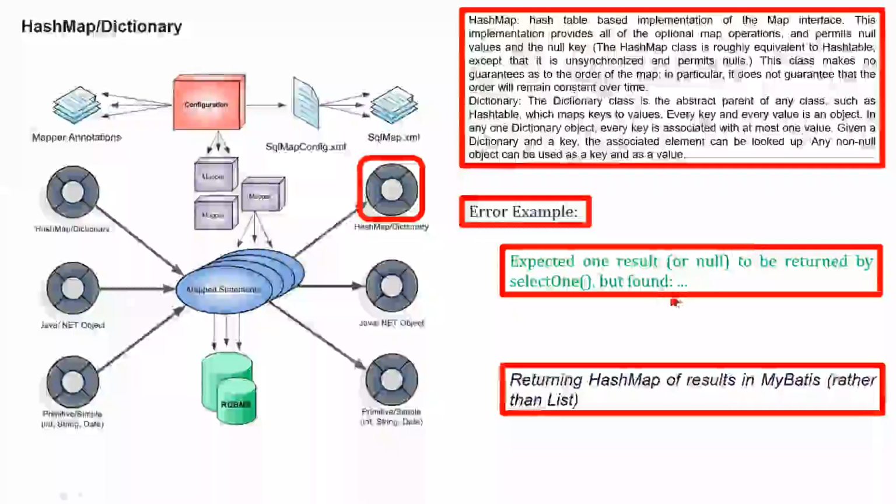As an error example, we can consider this: expected one result or null to be returned by selectOne, but found more than one. This error was returned while returning a HashMap of results in MyBatis rather than a list.